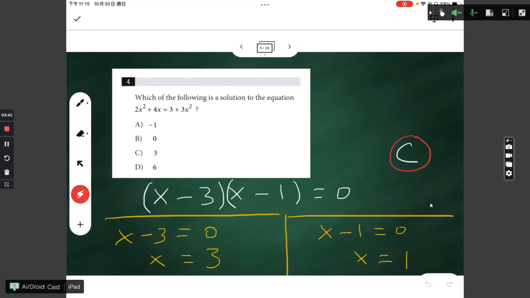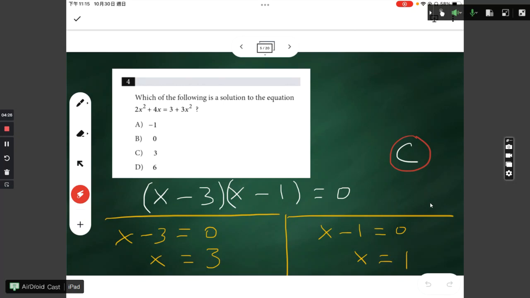And from here, in order for the product of these two binomials to be 0, it must be either x minus 3 is 0 or x minus 1 is 0. So then we proceed from there. x minus 3 equals 0. That means x equals 3, right? So this is one solution to the quadratic equation. And the second solution is x minus 1 equals 0. That means x equals 1, right? So either 1 or 3, both of them are correct.